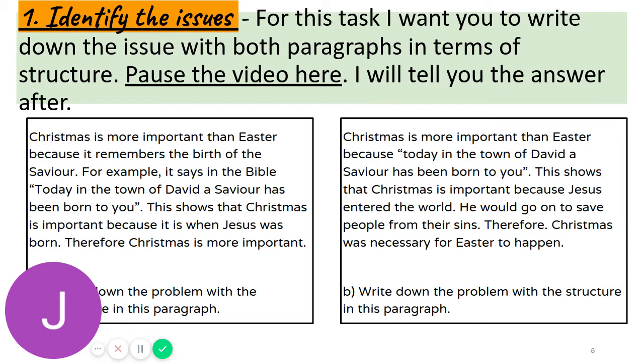So paragraph 1, Christmas is more important than Easter because it remembers the birth of the Saviour. For example, it says in the Bible, today in the town of David, a Saviour has been born to you. This shows that Christmas is important because it is when Jesus was born. Therefore, Christmas is important. Pause the video here. I want you to write down what is the problem with this paragraph. In terms of the structure, what have they not included or what have they done wrong?